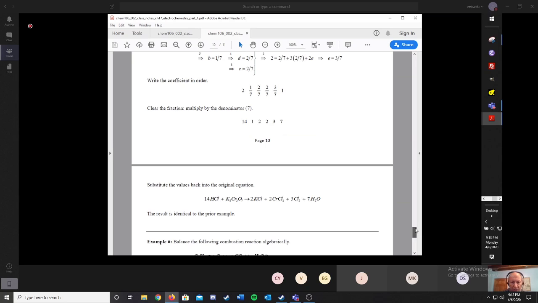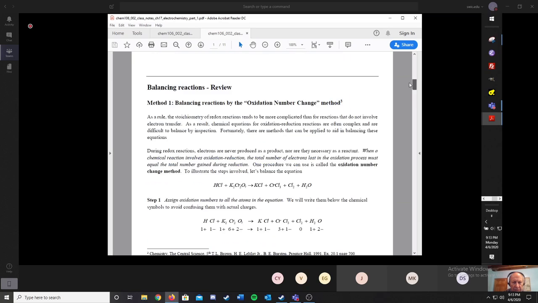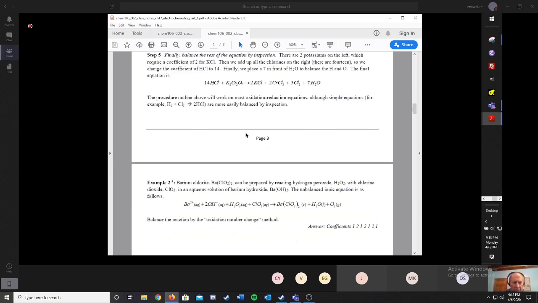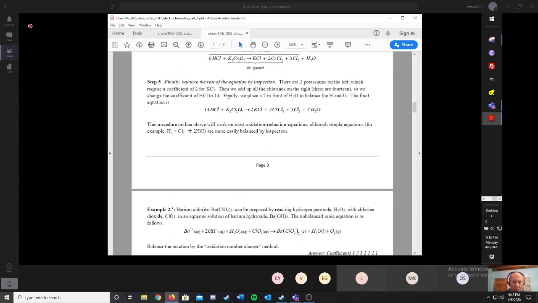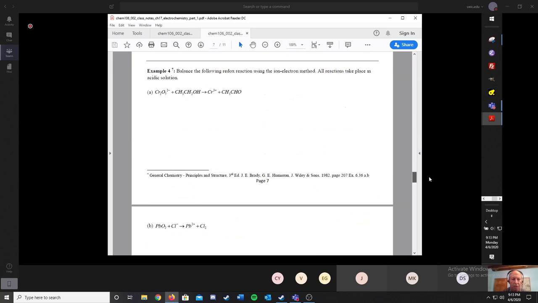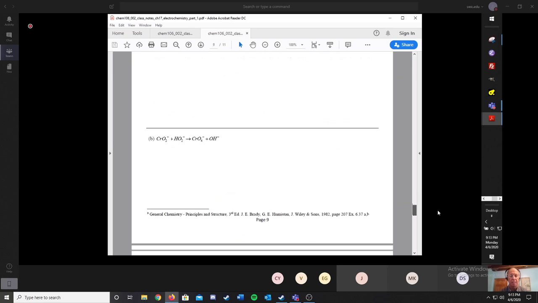Could have a look up here. Yeah, this is it here, 14, 1, 2, 2, 3, 7. So we get exactly the same answer as before, only I think it's a lot easier to get the answer.